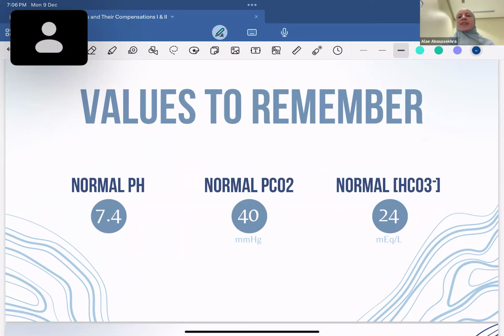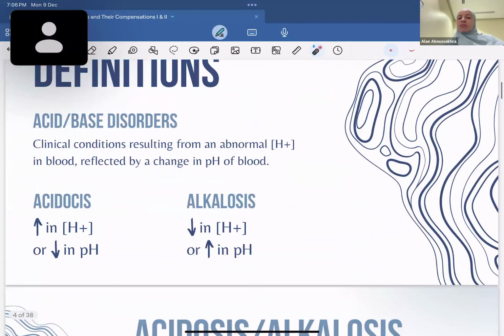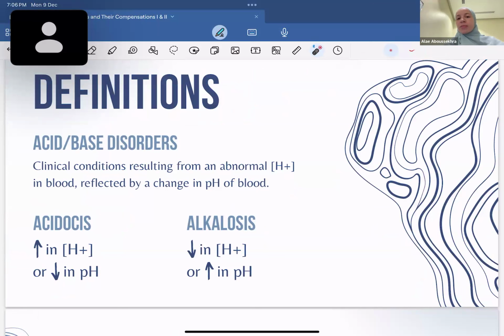These are the normal pH, which is 7.4, the normal PCO2 of the blood, which is 40, and the normal bicarbonate concentration, which is 24. Please remember these, it's very important, because any change in any of these numbers is going to cause an acid-base disturbance. So what is an acid-base disorder?